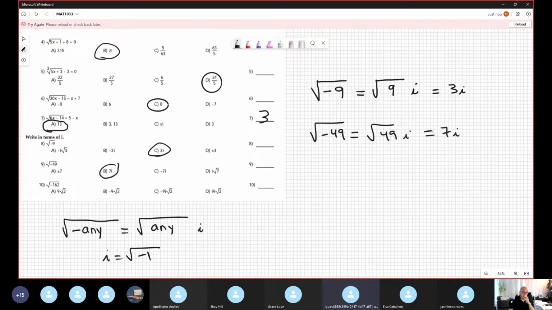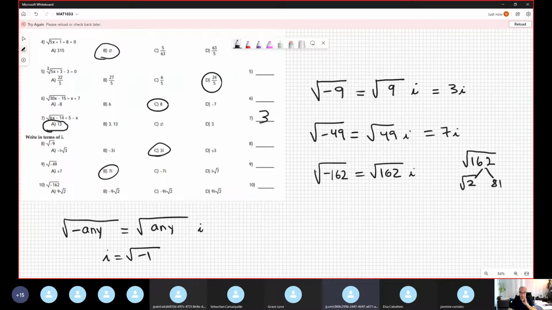Positive, no negative, positive. And the square root of negative 162. I know it's the square root of positive 162 multiplied by i. But 162 is not a perfect square, like in the other example. But no problem, I try to simplify a little bit. 162 is divisible by 2 because it ends in an even number, and the result is 81.